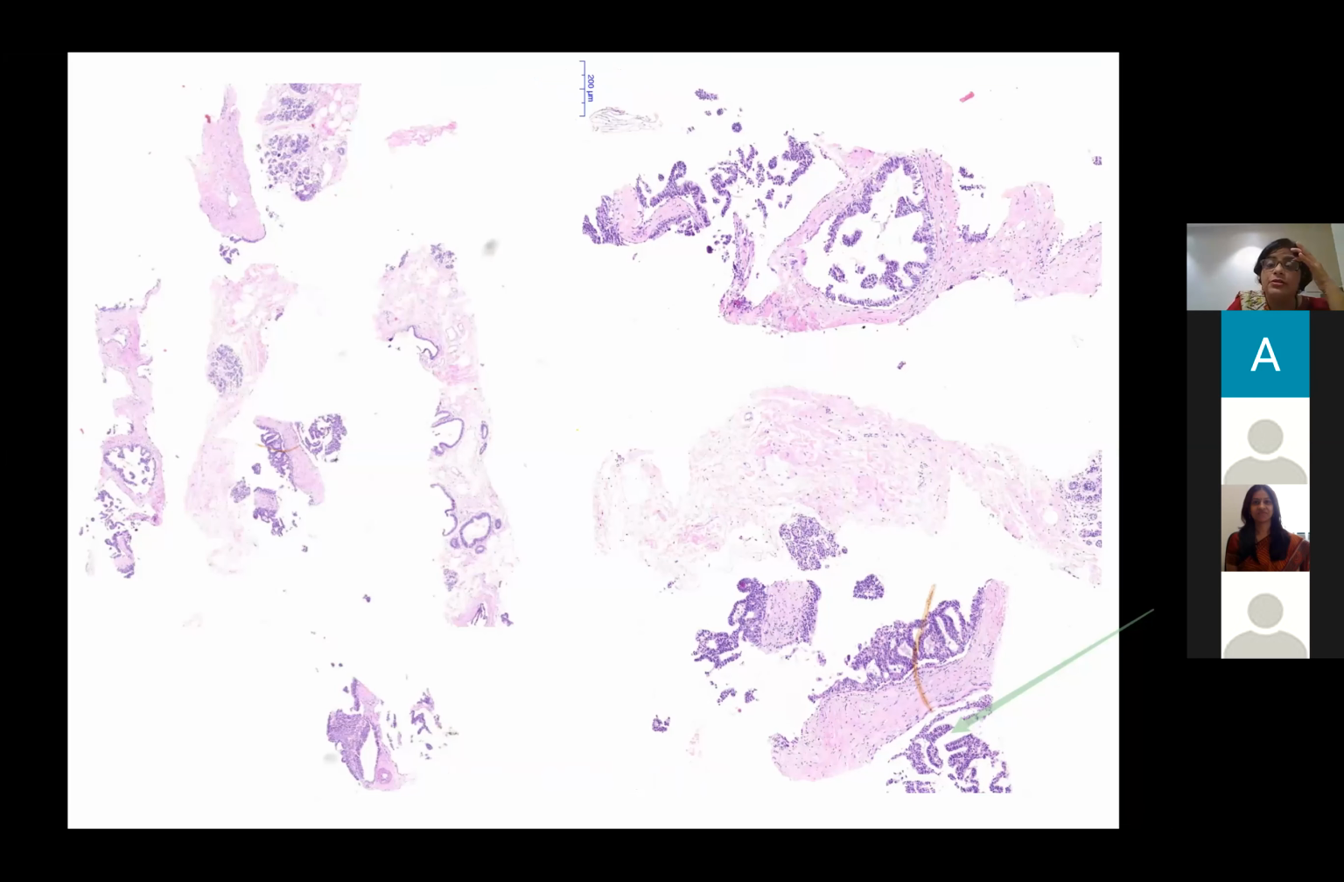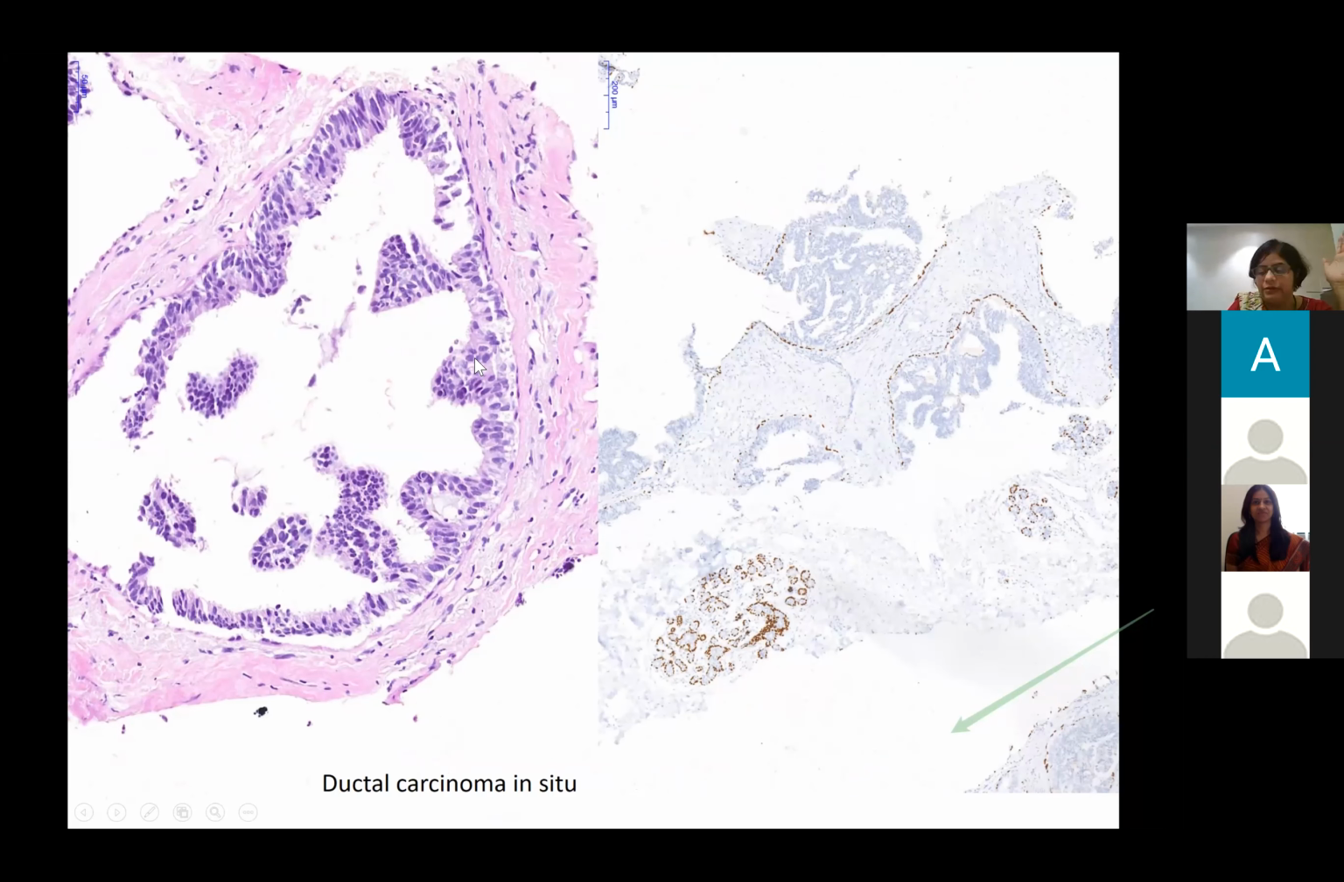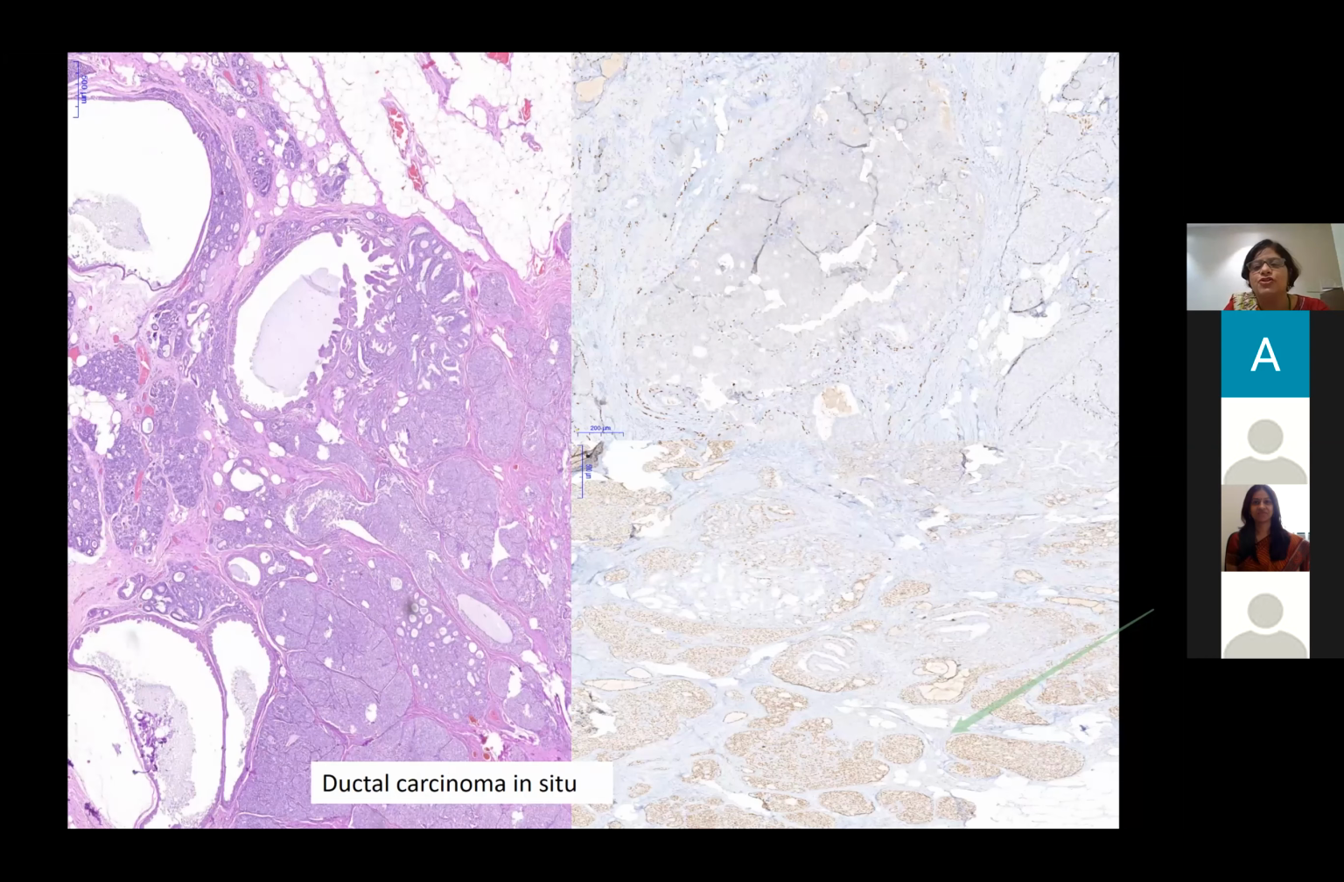Now here is a lesion, you have a core biopsy, and what you see is very neat and tidy intraductal proliferations with papillae. You see myoepithelial cells are abundantly present in the wall of this lesion. Cytologically, it's frankly malignant. So I call it a ductal carcinoma in situ, and thankfully the excision biopsy is also the same.